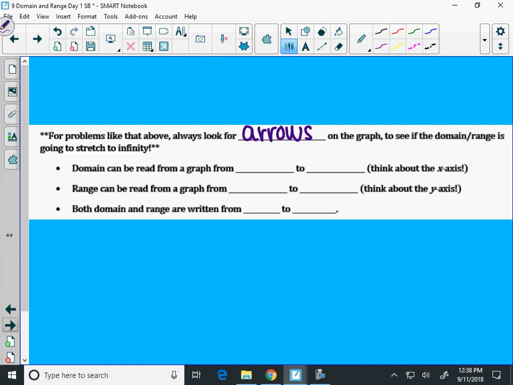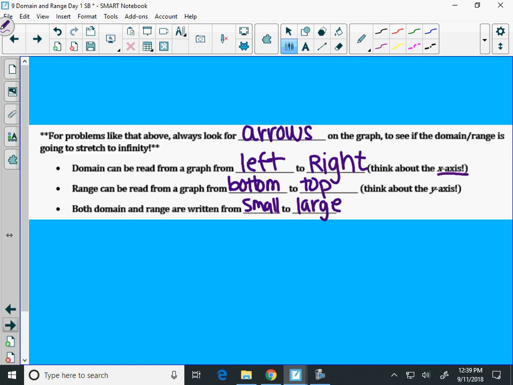Domain is read from left to right. Okay? Domain is the x's, so it is along the x-axis. It's left and right. Range is read from bottom to top. Smallest to biggest. Bottom to top. Along the y-axis. And finally, domain and range are always written from small to large. Okay, the small number to the bigger. They'll put the bigger number first.